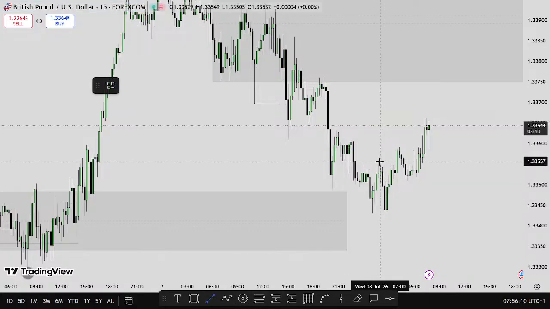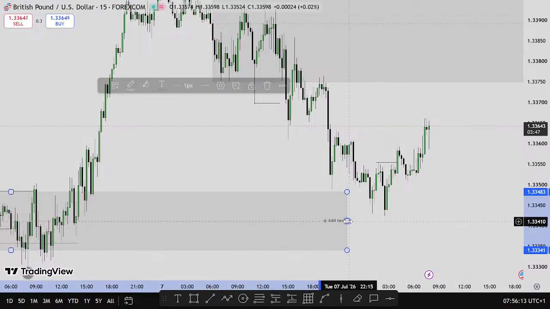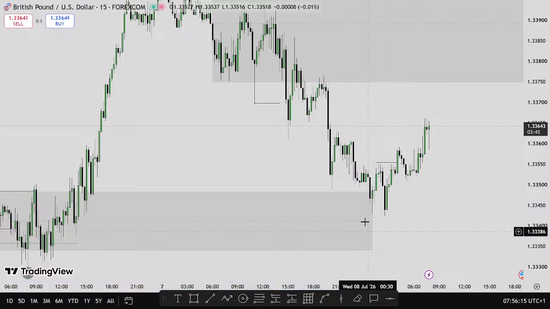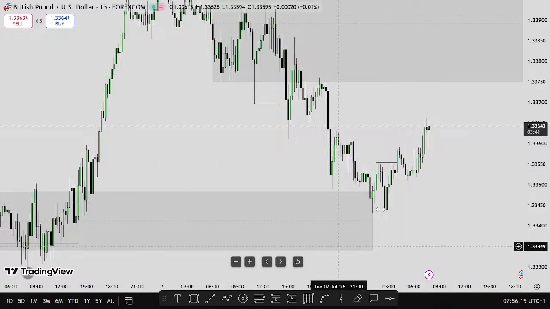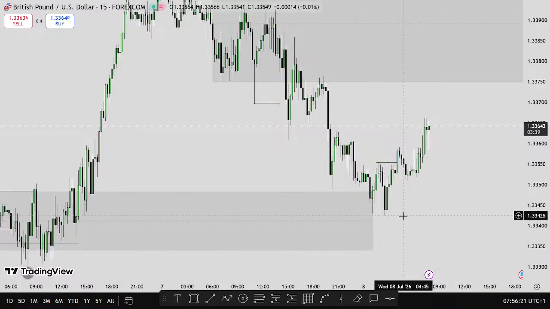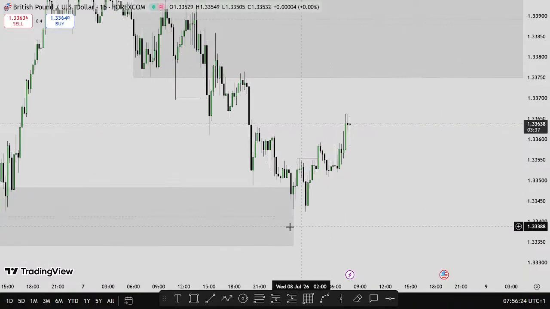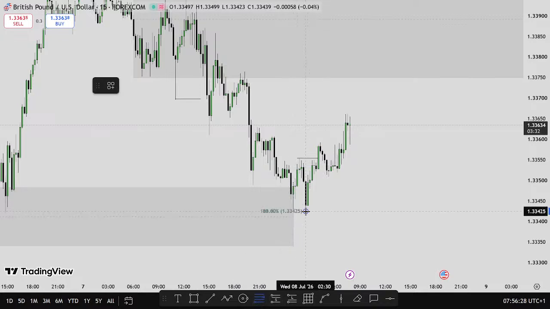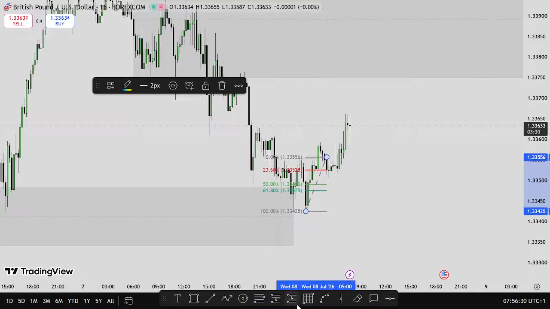See, this is the displacement I'm talking about. So you see, this is the POI mitigation, and price comes, then displaces here. Is this a normal or abnormal displacement? From what I just showed you, it is a normal displacement, because the break of structure and to where price displaces is not long. So in this case, we use 23.6.